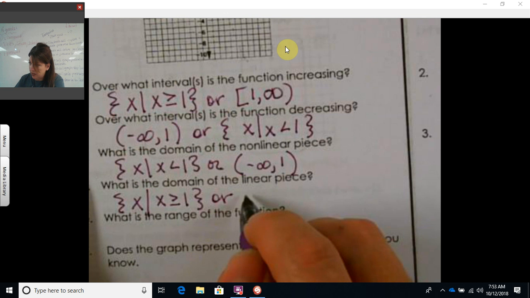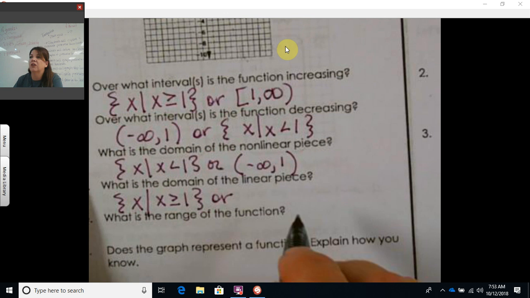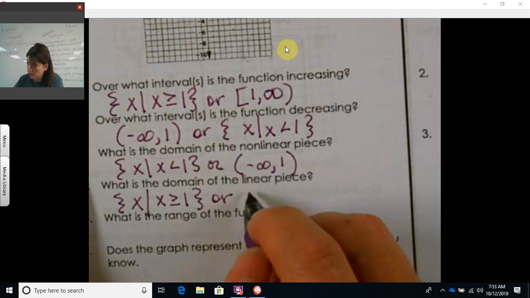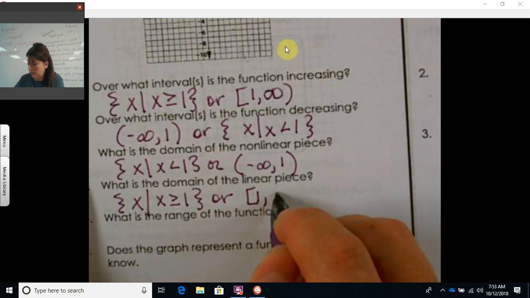What's my leftmost value of the piece of the line? Do you not get it, or you just don't? 1. Do I include the 1? Yes, so a bracket all the way to where? Positive infinity.